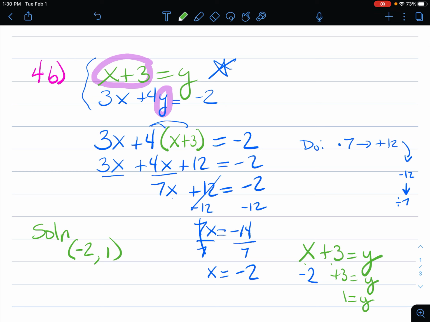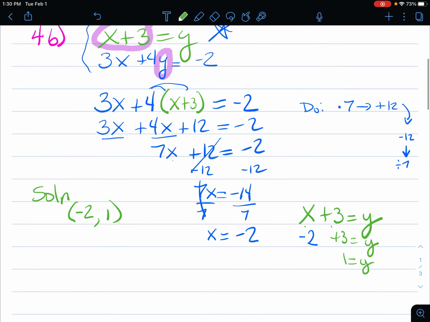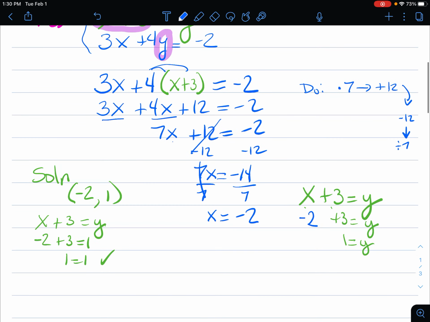Now, how do we check a solution? We plug it in. So we're going to go into both original equations. So I'm going to start here. Let's see. x plus 3 is equal to y. Instead of x, I'm going to put a -2. Instead of y, a 1. And 1 does, in fact, equal 1. I'm going to check it in the other equation as well. We got to check it in both.